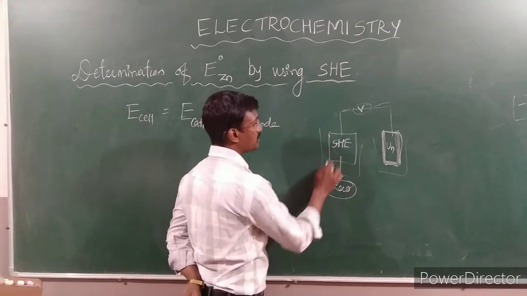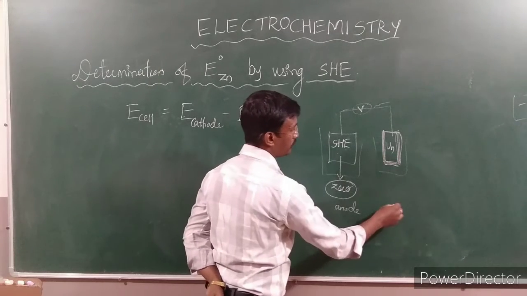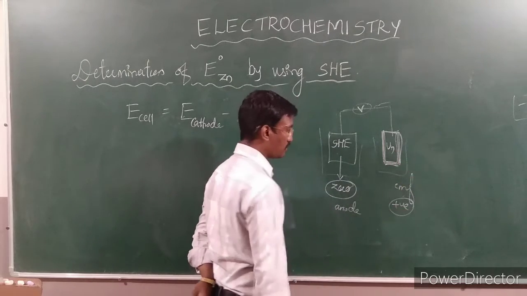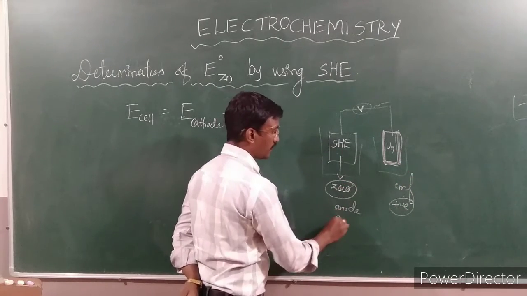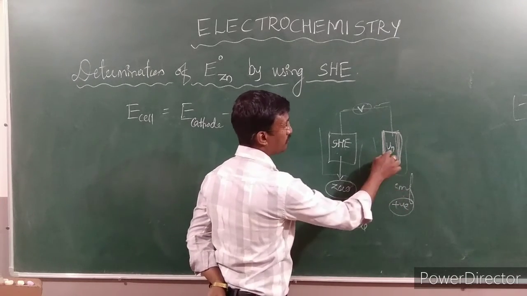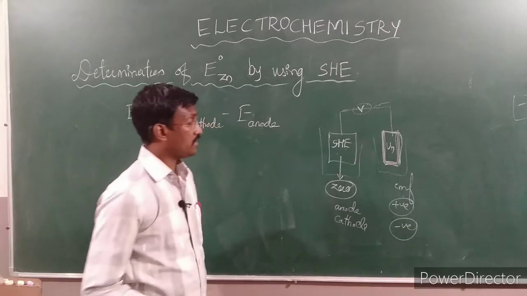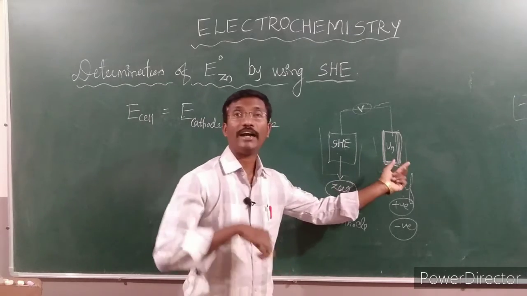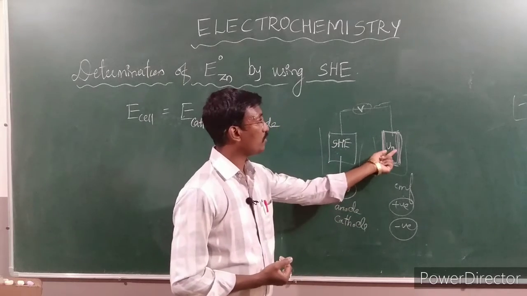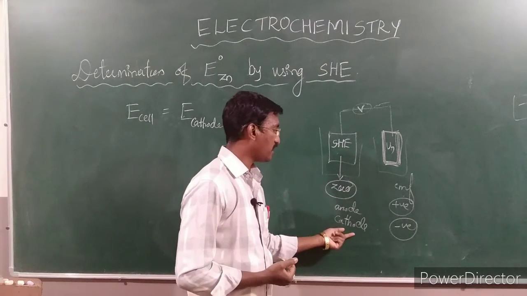And one more thing: if SHE is connected to the anode, then the value appearing is a positive EMF. Then we get the EMF of the other electrode as positive. If SHE is connected to the cathode, then we get the EMF of the unknown electrode as negative. You have to remember this. To obtain a positive electrode potential for the unknown, we have to keep the SHE at the anode. If we want the unknown electrode potential as negative, then we have to keep the SHE at the cathode.